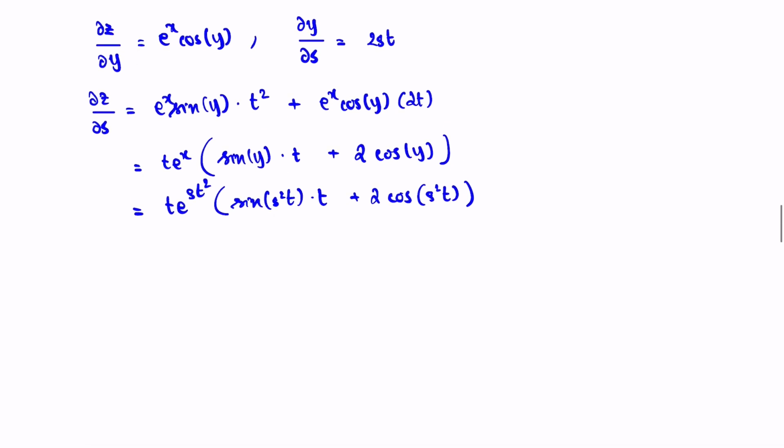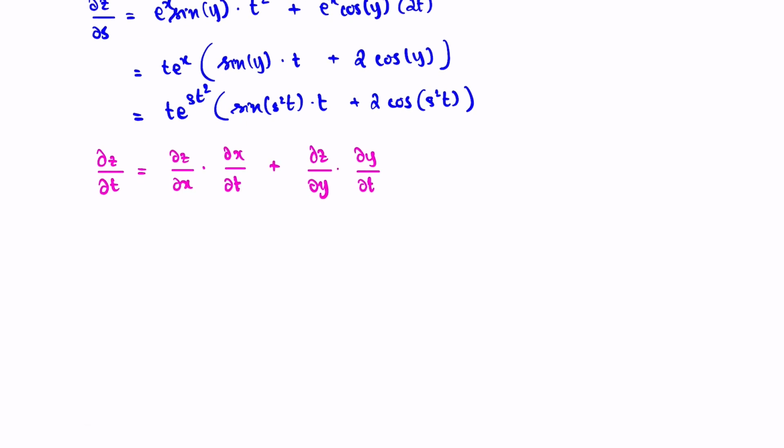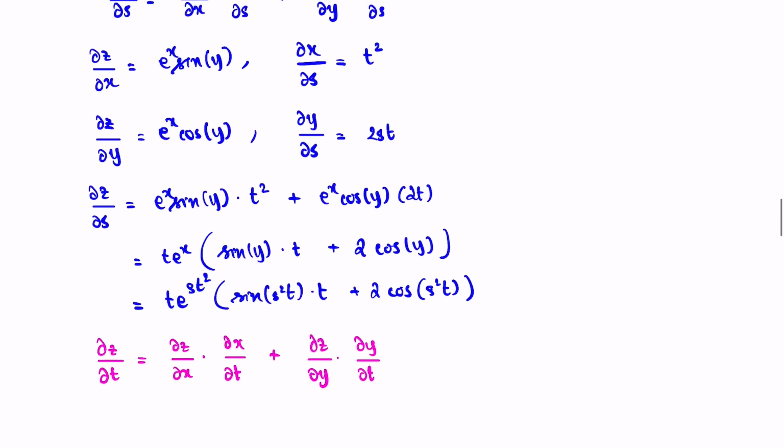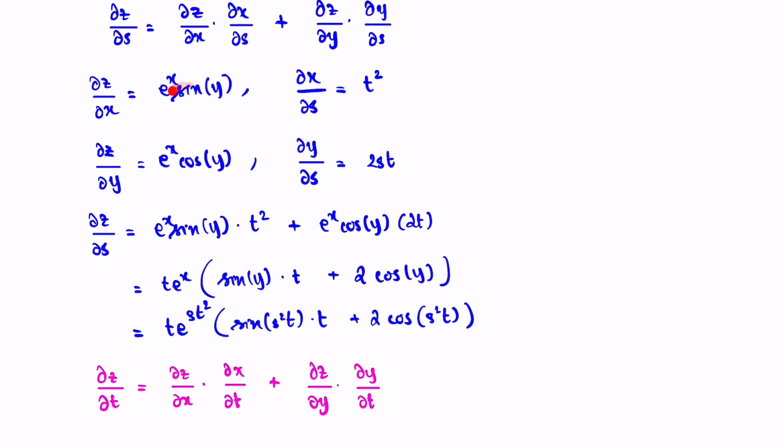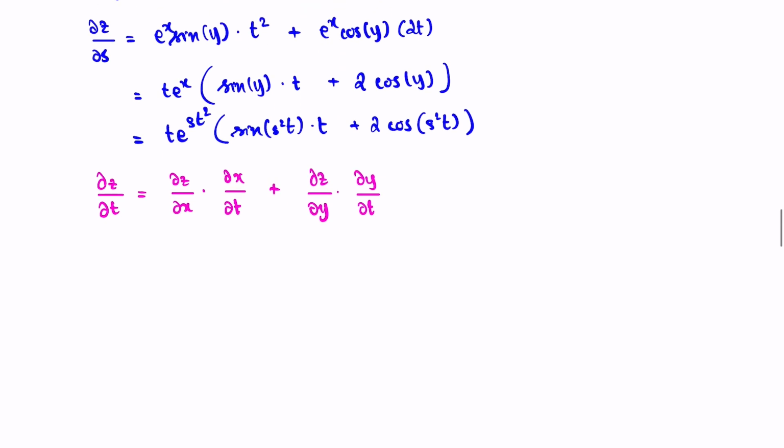Now I'm going to continue with the next partial derivative, that is partial z partial t. So this is equal to partial z partial x times partial x partial t plus partial z partial y times partial y partial t. Again, we already see partial z partial x up here. Now we just need to calculate partial x partial t and partial y partial t.